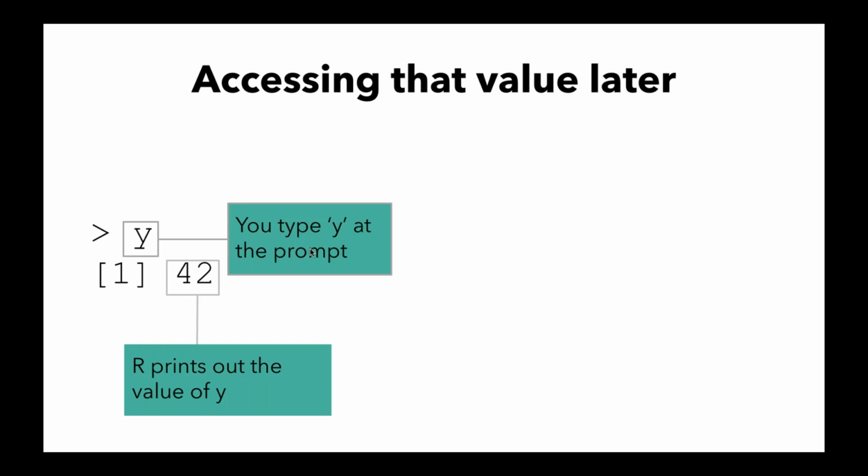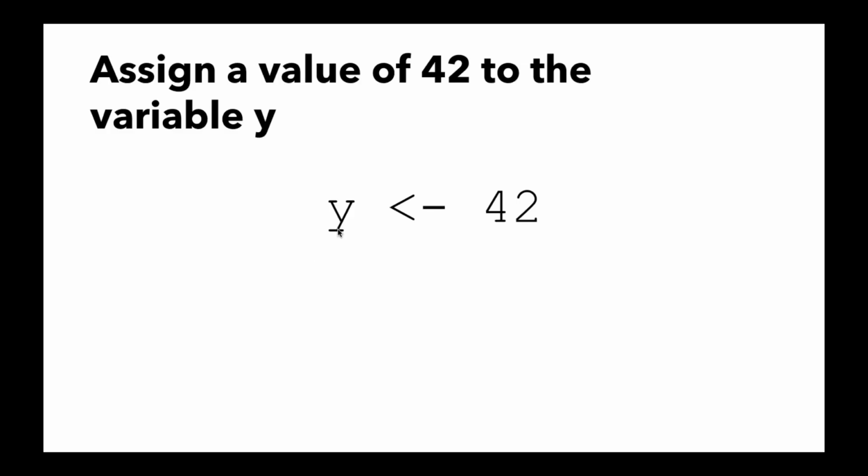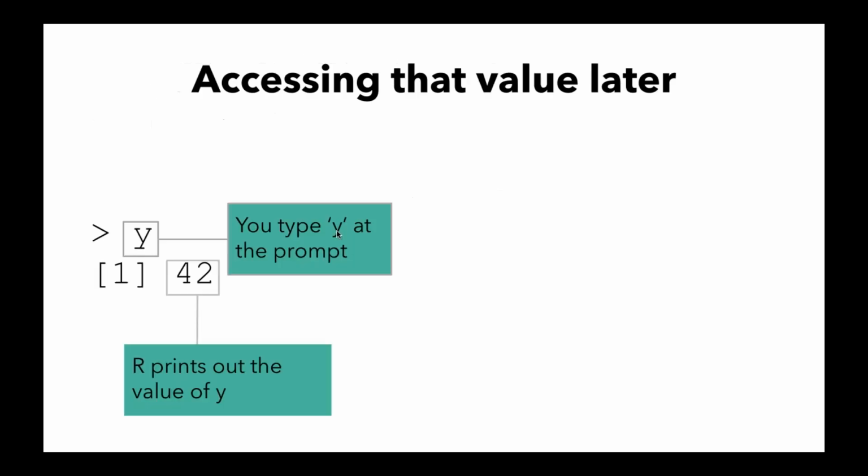And you notice when you did that assignment, you pressed enter and nothing happened, right? Because all you did was assign the value of 42 to y, and that's all you told R to do. Nothing was supposed to happen. So if you did that and nothing happened, no error message, you did it right. Then you check by actually typing y at the command prompt.